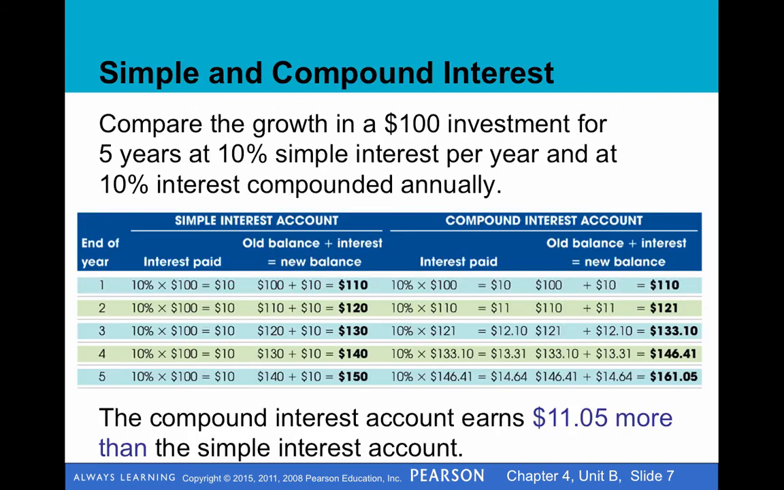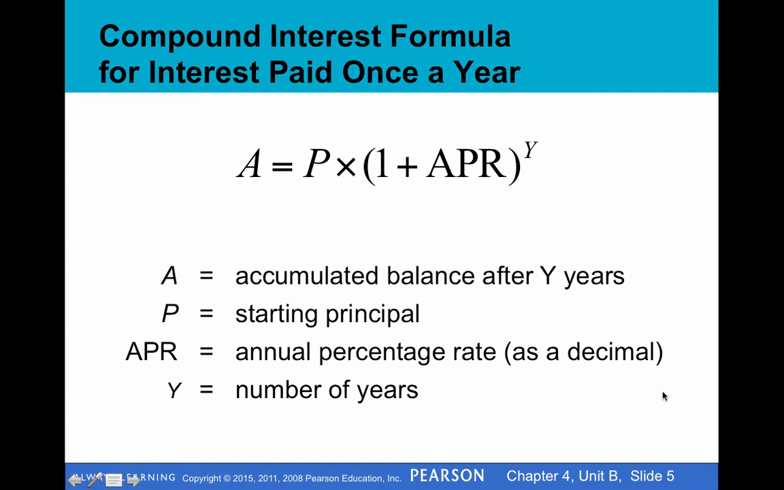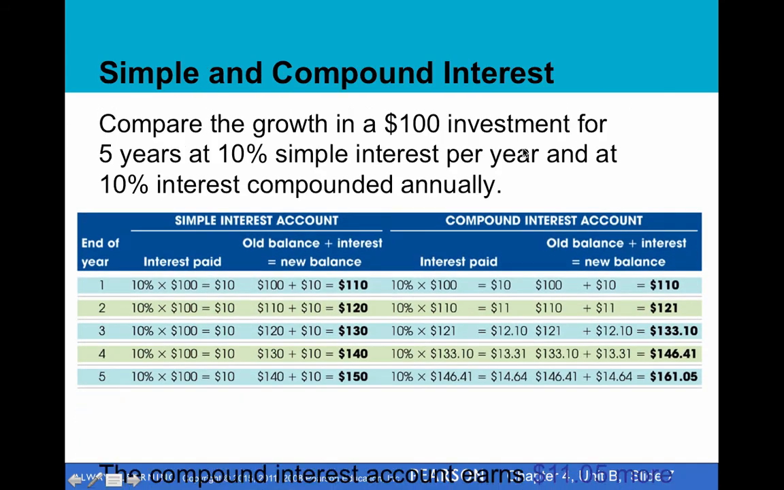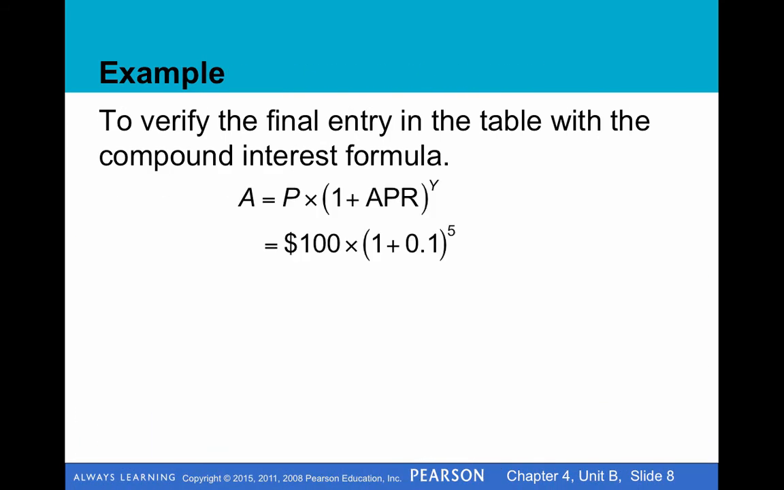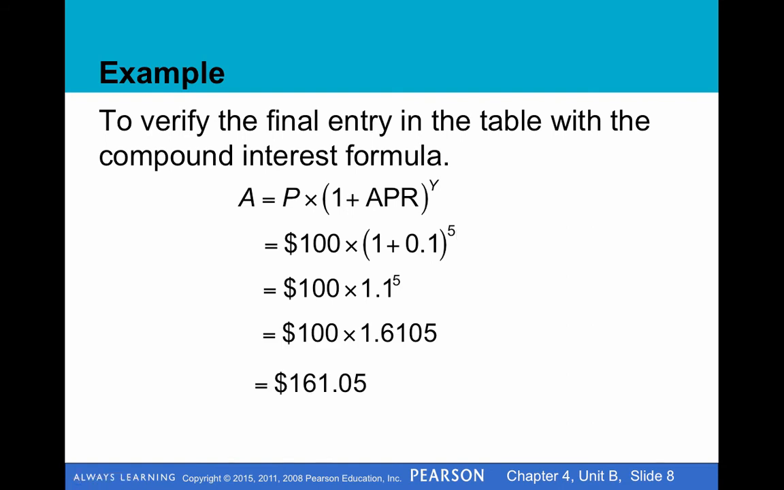So we're just going to check this last number, 161.05, using the formula right here. So principal is going to be 100 times 1 plus the APR, which is 10%, so 0.10, to the 5th year. So we'll plug it into the formula. There's our formula, $100 times 1 plus 0.10 to the fifth. And we get 161.05, which is exactly what showed up in the table at the end of the 5th year.